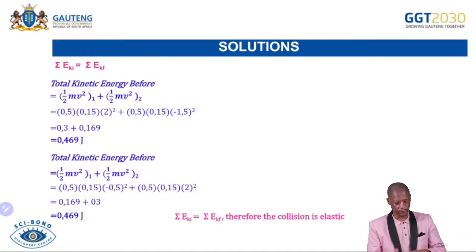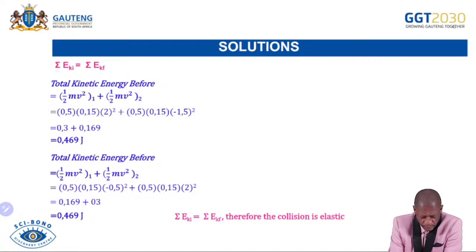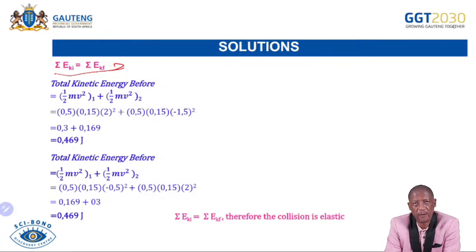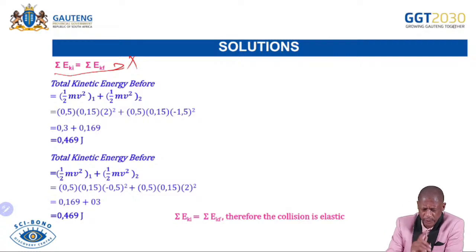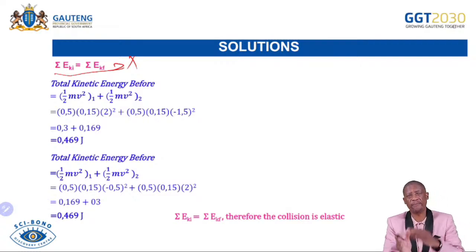They want us to prove. Now, how do you prove? The sum of kinetic energy initial is equal to the sum of total kinetic energy final, right? We want to prove this, that they are equal. Now, I want to emphasize this. You don't do calculation equating them. You are going to be given a wrong mark, or you are going to be wrong. What you need to do, you separate them. You do them step by step. You start with before, and then you come with after.